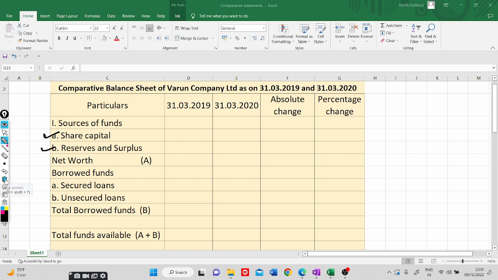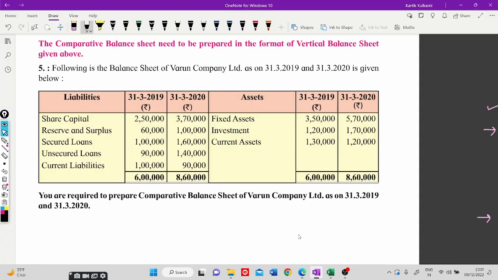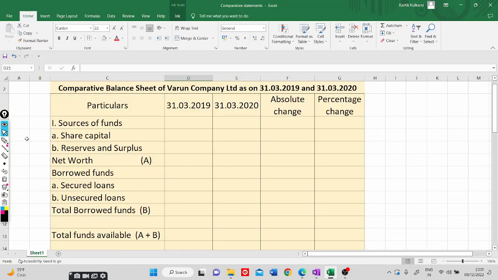If there are any fictitious assets, we can see here there are no fictitious assets on the asset side. If there are any fictitious assets, we will reduce them from the shareholders fund, that is share capital plus reserves and surplus minus any fictitious assets, if given in the assets. We will get net worth.